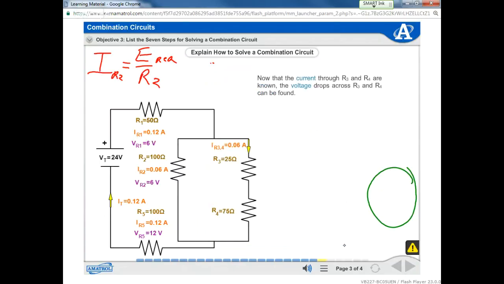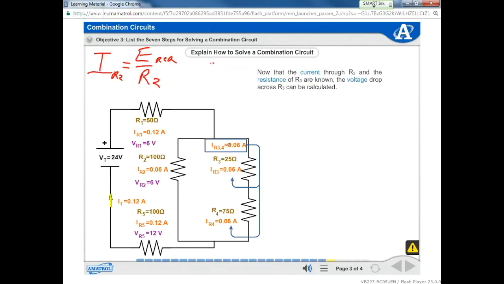Now that the current through R sub 3 and R sub 4 is known, the voltage drops across R sub 3 and R sub 4 can be found. Click on I sub R3, 4 to assign it to R sub 3 and R sub 4. Now that the current through R sub 3 and the resistance of R sub 3 are known, the voltage drop across R sub 3 can be calculated. Click on the values for the resistance of R sub 3 and the current through R sub 3, I sub R3, to calculate V sub R3, the voltage drop across R sub 3.